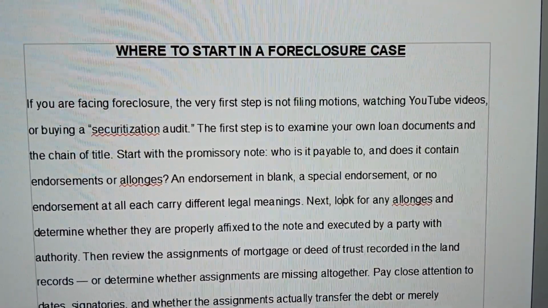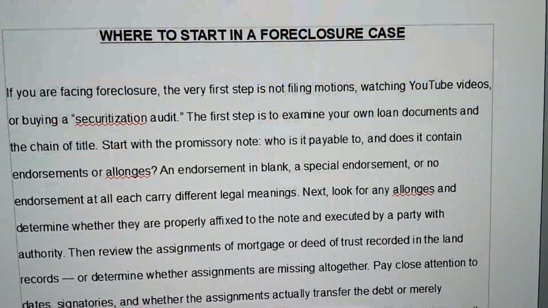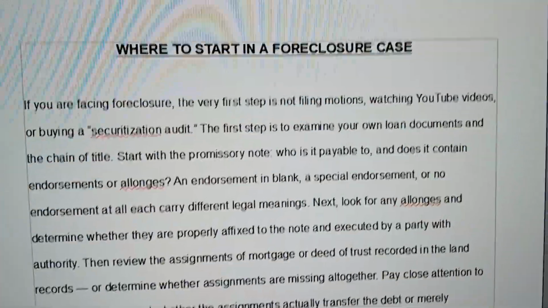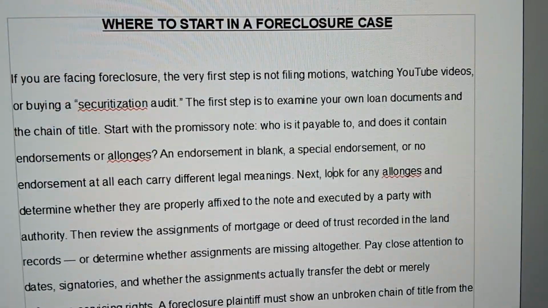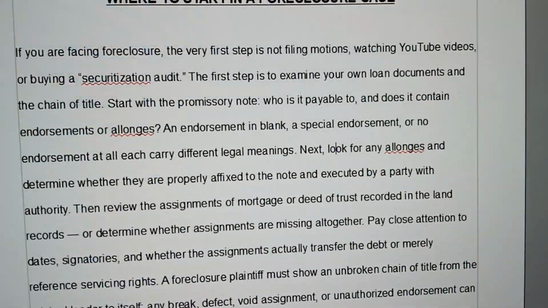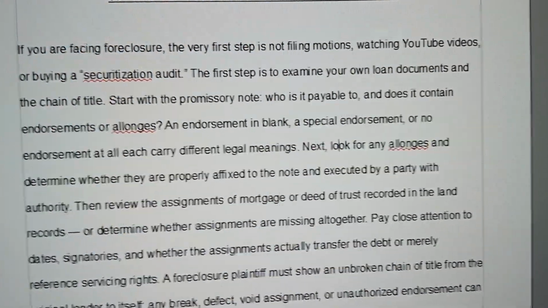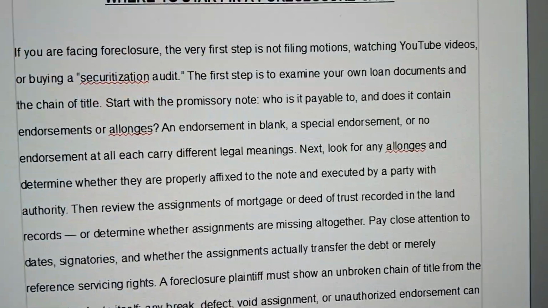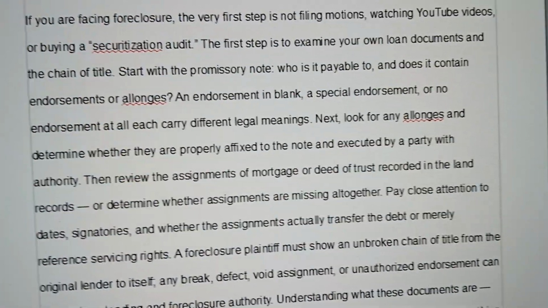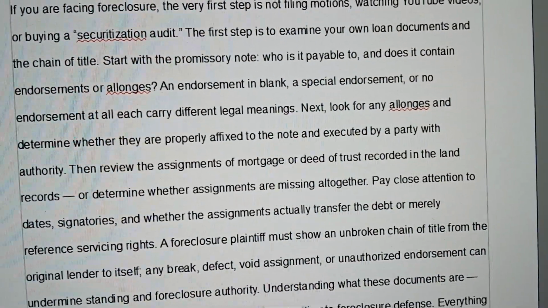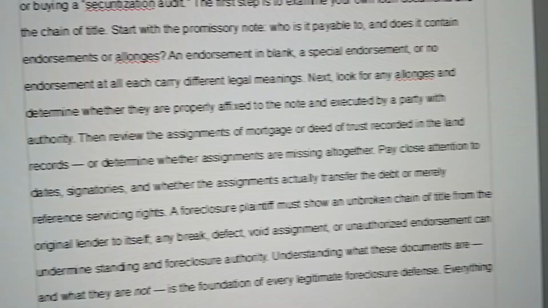Next, look for any allonges and determine whether they are properly affixed to the note and executed by a party with authority. Then review the assignments of mortgage or deed of trust recorded in the land records, or determine whether assignments are missing altogether. Pay close attention to dates, signatures, and whether the assignments actually transfer the debt or merely reference servicing rights. A foreclosure plaintiff must show an unbroken chain of title from the original lender to itself.